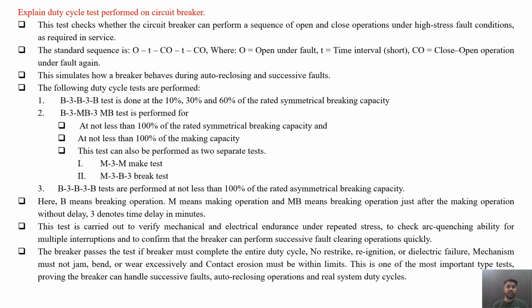The following duty cycle tests are performed. First is B-3-B-3-B. Test is done at 10%, 30%, and 60% of the rated symmetrical breaking capacity of that breaker. Here B means the breaking operation. So first breaking, then a delay of 3 minutes, then again breaking, then 3 minutes delay, and again breaking. So this test is performed for 10%, 30%, and 60% of the rated symmetrical breaking capacity of the breaker under test.